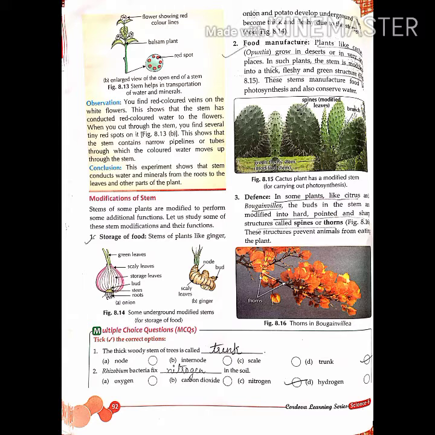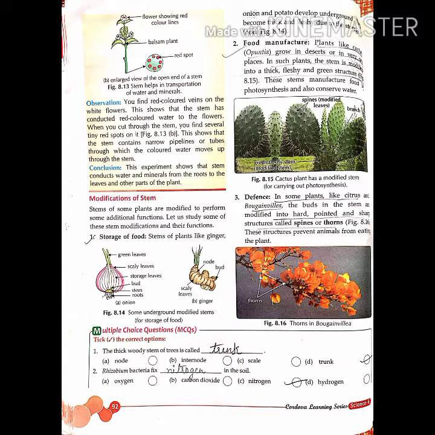In some plants like ginger, onion and potato, the stem develops underground, thick and fleshy, due to the storage of food. In these underground plants like ginger and potato, the stems are underground stems, thick and fleshy, in which food material is stored. You can see the onion and ginger, how their stems are scaly, leafy and thick, where the food materials are stored. Okay, now food manufacture.